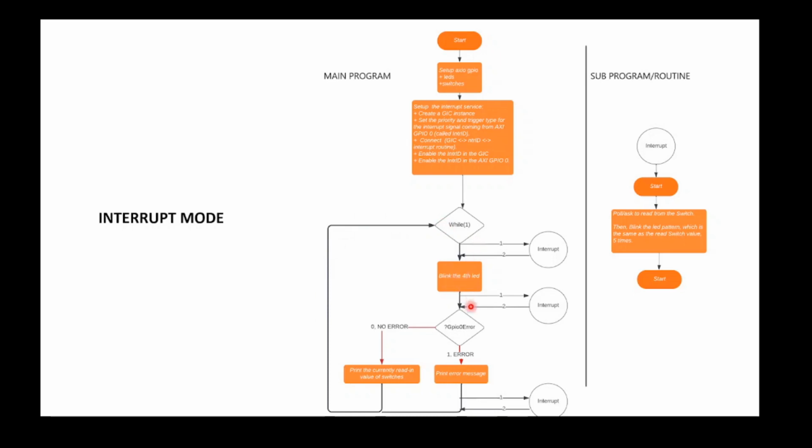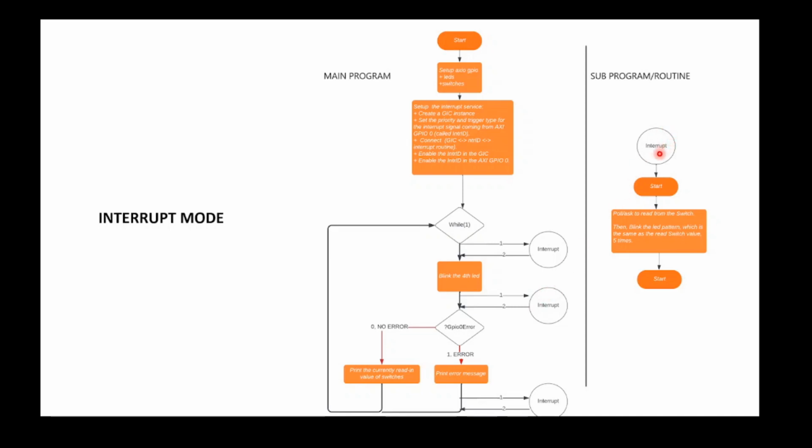Assume that the interrupt happens in scenario number 2 instead of number 1. So the interrupt signal doesn't come in this flow. We'll blink the 4th LED, and then here comes the interrupt signal. When the interrupt signal, which is generated by a change in the switch, happens, we will stop our main program flow here, and then we direct the main program to the interrupt function.